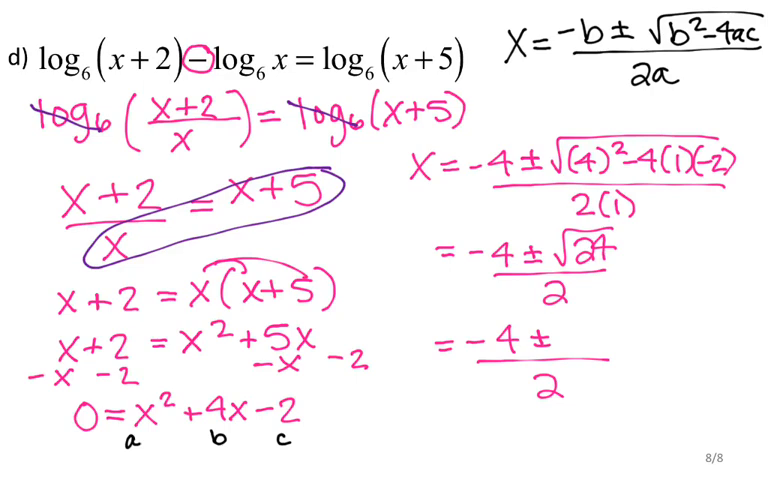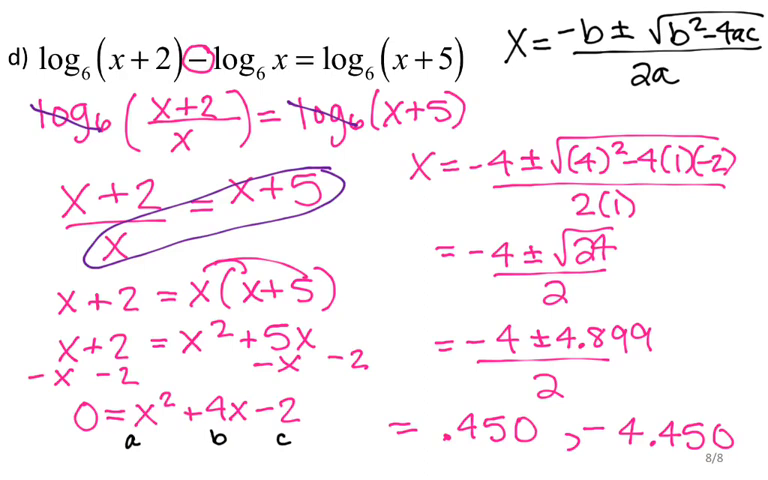Square root of 24 is approximately 4.899, and I'm going to find my two values. So I'm going to take -4 plus 4.899. I'm going to take that answer and divide by 2. That gives me 0.450. And I'm also going to do -4 minus 4.899. Take that answer and divide by 2, and that gives me -4.450.